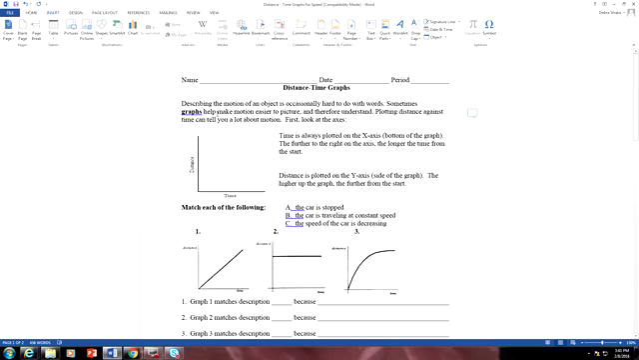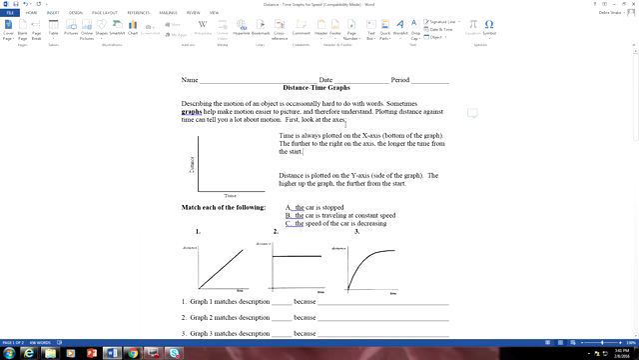So we know that describing the motion of an object is occasionally hard to do with words. We came across that in class when I asked you to tell me when is something moving. Sometimes graphs help make motion easier to picture and therefore understand. Plotting distance against time can tell you a lot about motion.